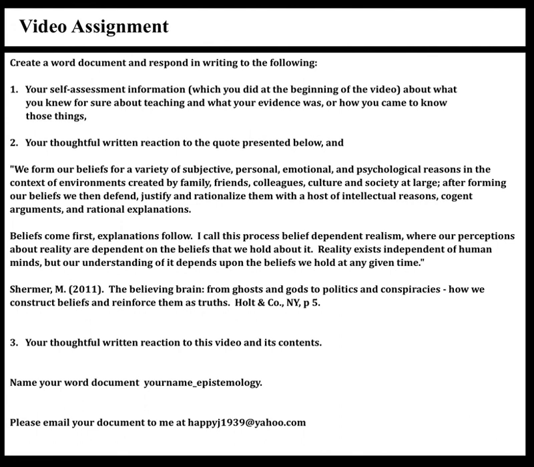Number two, I'd like you to thoughtfully write a reaction to the quote which is below here. And the quote is, "We form our beliefs for a variety of subjective, personal, emotional, and psychological reasons in the context of environments created by family, friends, colleagues, culture, and society at large. After forming our beliefs, we then defend, justify, and rationalize them with a host of intellectual reasons, cogent arguments, and rational explanations. Beliefs come first, explanations follow. I call this process belief-dependent realism, where our perceptions about reality are dependent on the beliefs that we hold about it. Reality exists independent of human minds, but our understanding of it depends upon the beliefs we hold at any given time."